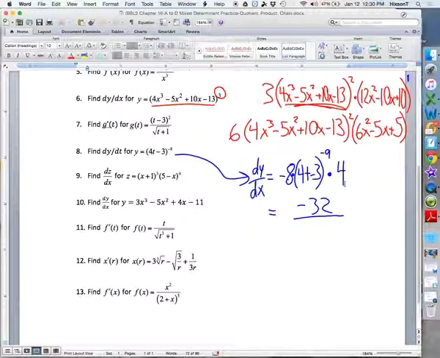And since that's a negative exponent, I'm going to put the 4t minus 3 to the 9th in the denominator, and that would be fully simplified. Okay.